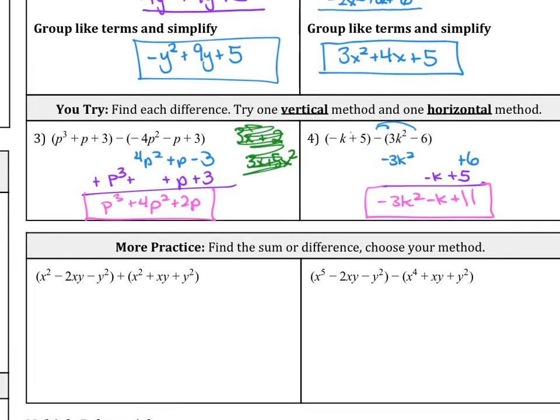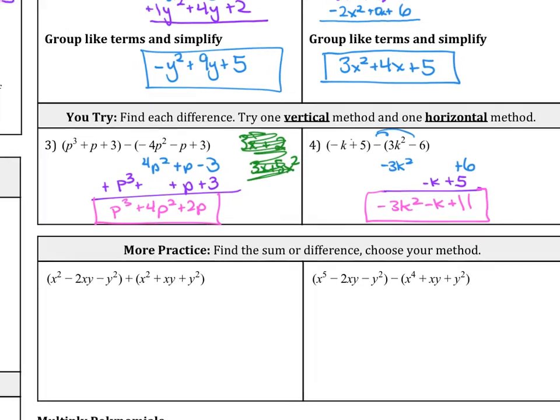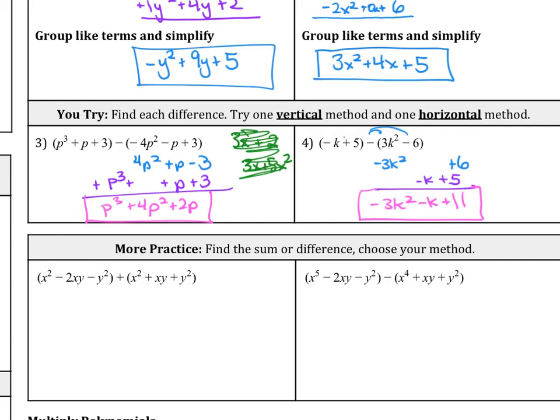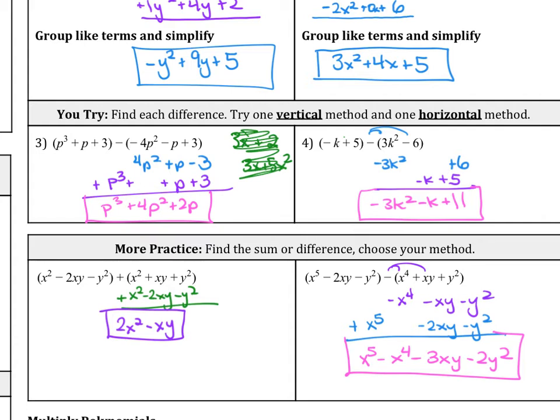So you're left with negative 3k squared minus k plus 11. So you can try these down here as well. Find the sum or difference, choosing your method. It's a little more complicated, but see if you can try this one out. So trying this out here, you don't have to distribute anything.